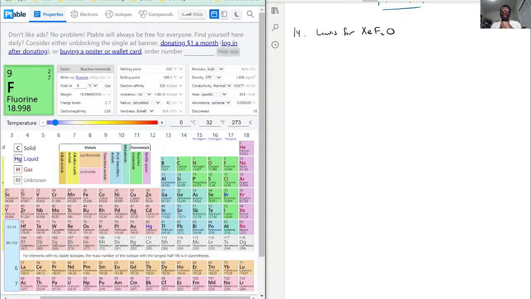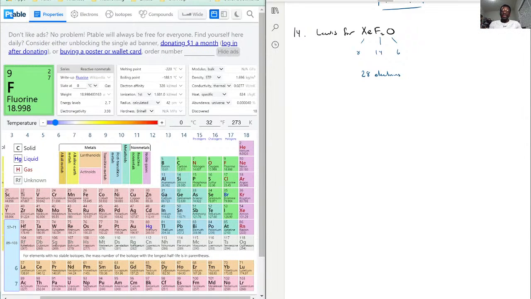But let's see how. So we have xenon, which is in the 18th column, so that's 8 valence electrons. And fluorine, 17th column, but there are 2 of them, so that's 7 electrons each, so that's 14. And oxygen is in the 16th column, so that's 6. So 8 plus 6 is 14, plus 14 again, that's 28 electrons total.